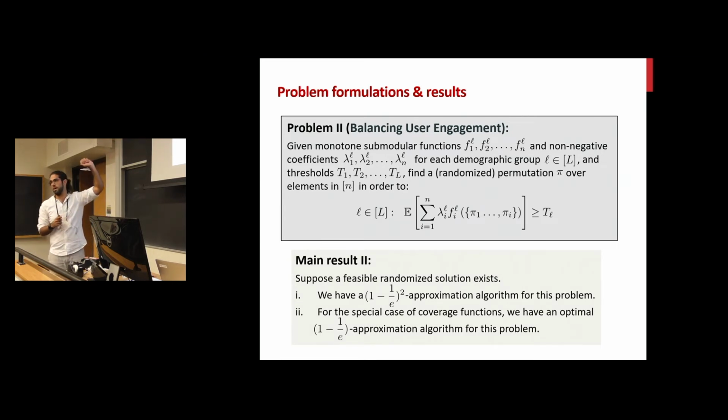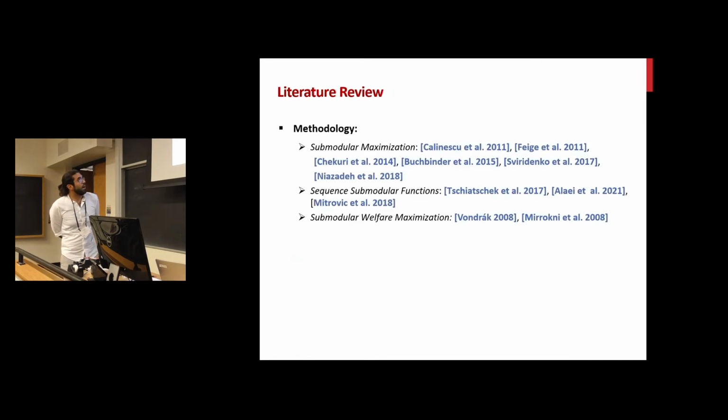We can show that there exists a 1-1/e squared approximation algorithm for this problem, meaning that I can find you a randomized permutation such that you basically are feasible up to this approximation factor. Multiply the right-hand side by this number, and you're going to satisfy that kind of feasibility. For the special case of coverage functions, we obtain the 1-1/e approximation, which is the best you can do for this problem, because this is actually a generalization of the previous problem. But the question of whether you can get the 1-1/e for the general class of submodular functions is still an open problem. All right, so our work in terms of methodology fits into the literature on submodular maximization.